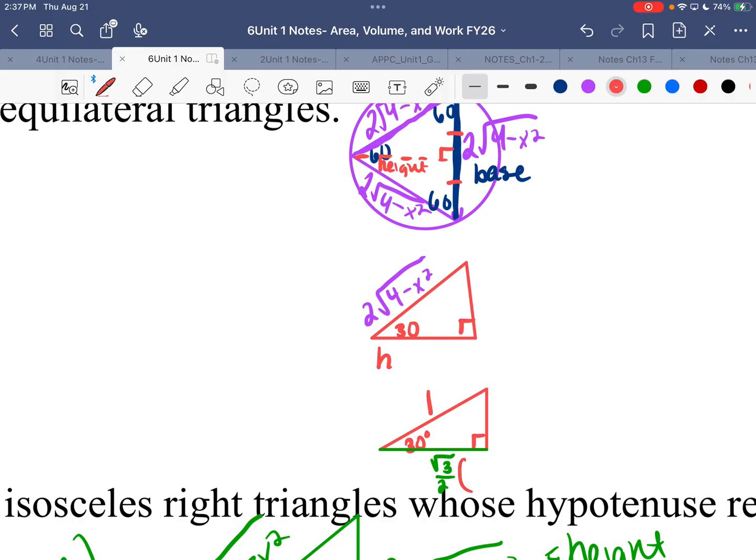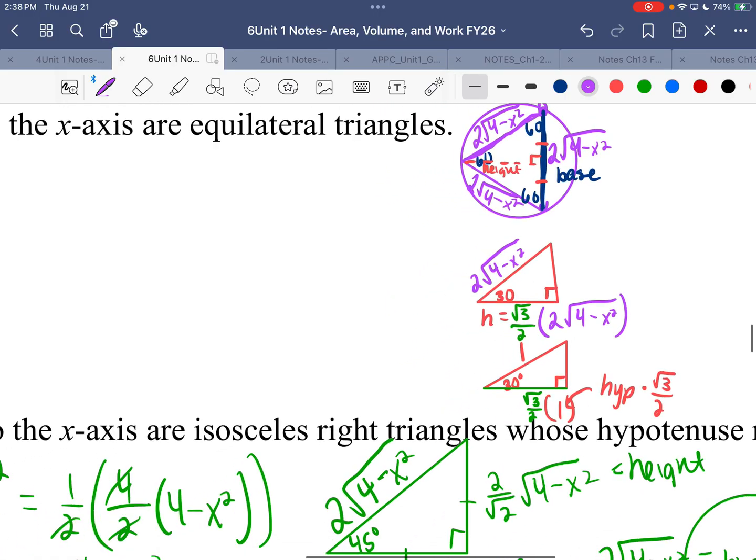It is being multiplied by the hypotenuse. So to get that height, you're always going to multiply the hypotenuse by root 3 over 2. So our height here is root 3 over 2 times the hypotenuse. You don't need to do all of this if you do remember that relationship, but hopefully, if not, you can go back to your unit circle skills and logic your way through it. So that's our height.